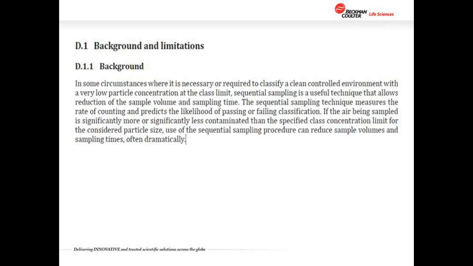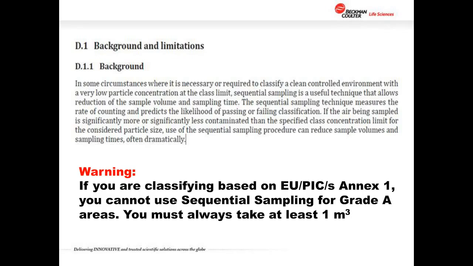However, it's very important to realize that if you're working with the European or the PICS Annex 1, you cannot use this method, even though it's very attractive in many cases. But if you have called something a grade A in particular, if you're using that categorization of your areas, grade A, B, C, D, you need to be very careful about employing this. It cannot be used for grade A because in the Annex 1, it very clearly specifies that you have to take a cubic meter of air. That's a demand in order to call something a grade A.